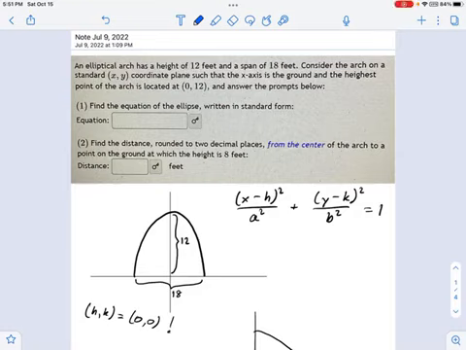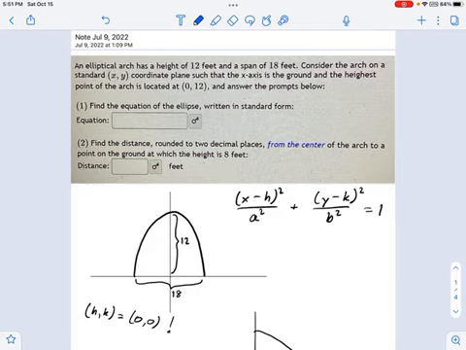Okay, a nice quick little elliptical application with an arch. You see this thing has a span of 18 feet, right? That's this distance on the ground, and has a height of 12 feet right here. So, okay, my picture isn't too accurate, but we'll leave that alone. And I want to write the standard equation for this.